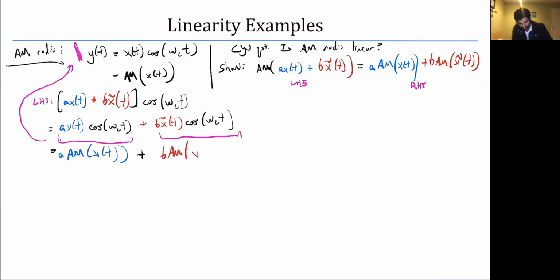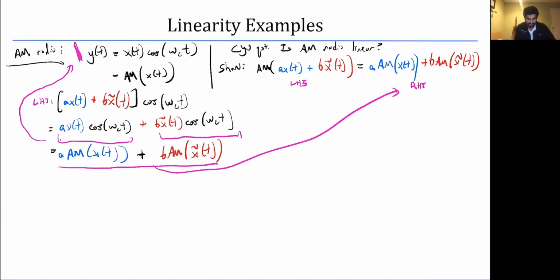All right, so this is our system. And if I look here, this portion right here is actually equal to the right-hand side. And so therefore, the left-hand side equals the right-hand side, and the AM radio system is linear. So yes, the AM radio system is linear.